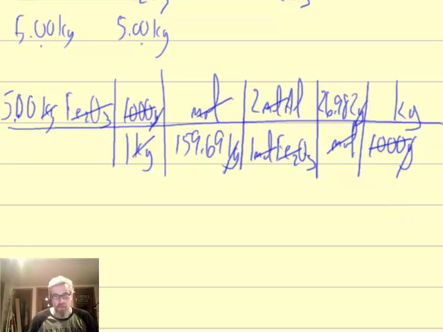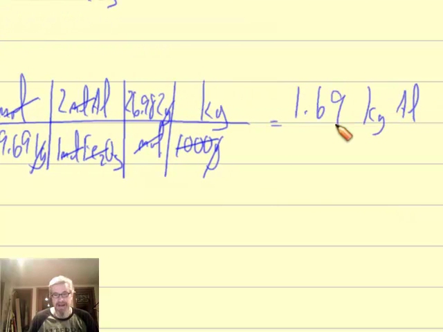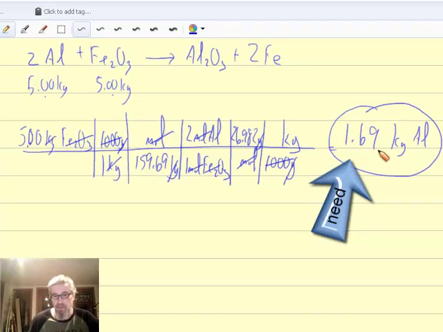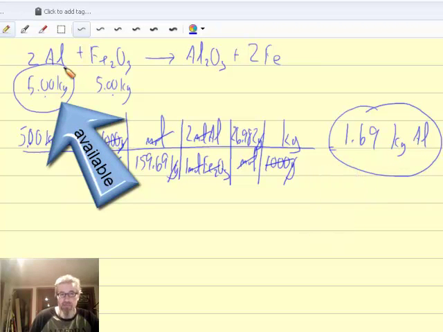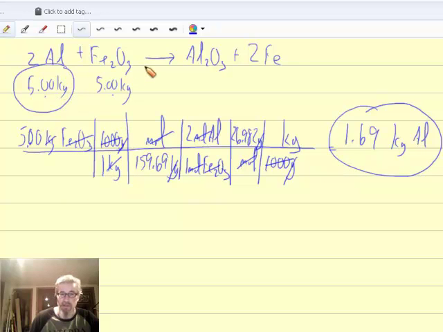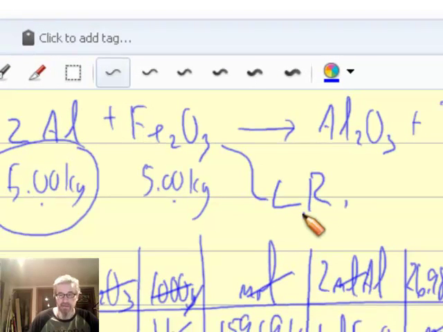Let's do the arithmetic. When you do the arithmetic, to 3 sig figs, you end up with 1.69 kilograms of aluminum. Okay, which is the limiting reactant? Well, this calculation told me that to use up all the iron, I'm going to need 1.69 kilograms of aluminum. When I compare that with how much aluminum I actually have, I have way more aluminum than I need. So I won't run out of aluminum. Instead, I'll run out of Fe2O3, which means it is the limiting reactant for this problem.